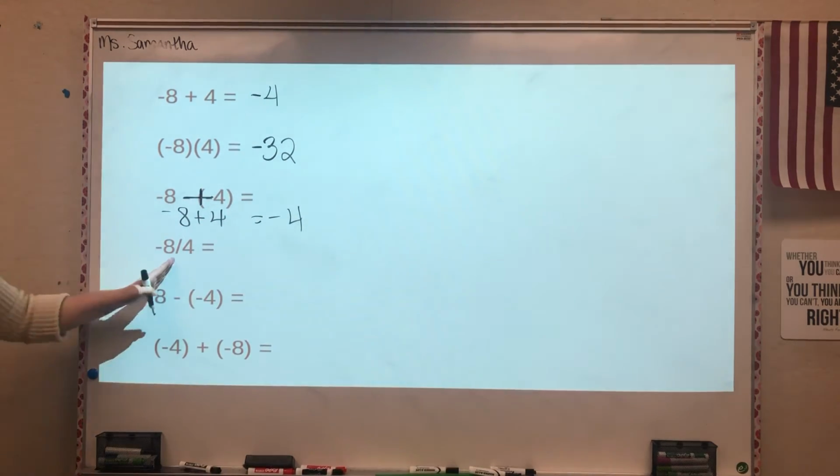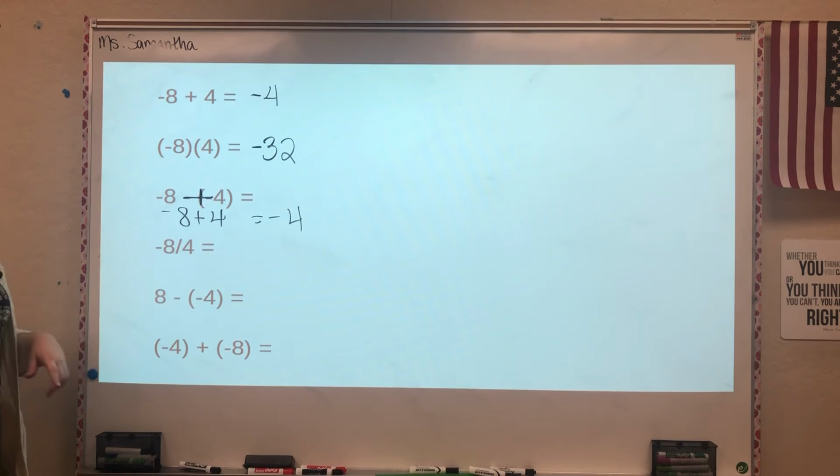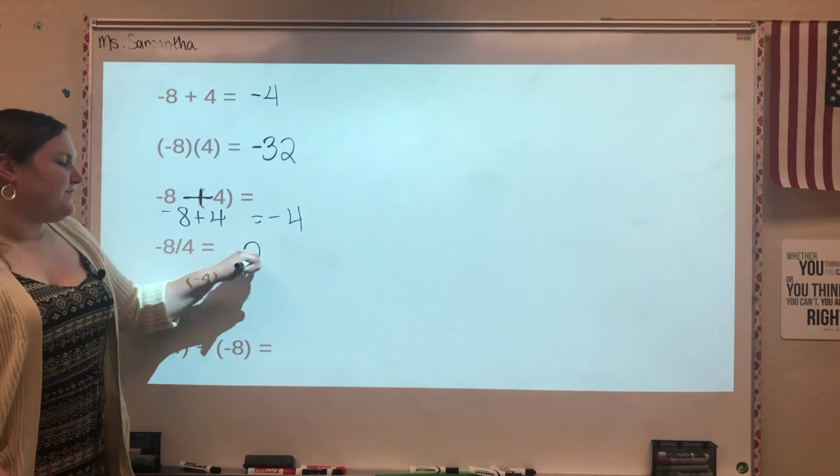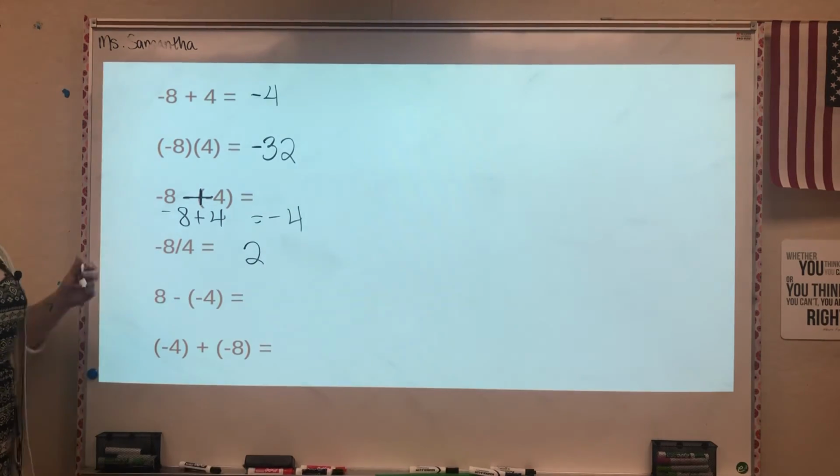This next one is written with that slash, which we learned in the multiplication and division of integers lesson. That slash means division. Negative 8 divided by 4. Well, I know 8 divided by 4 is 2. And different signs when you're dividing gives you negative.